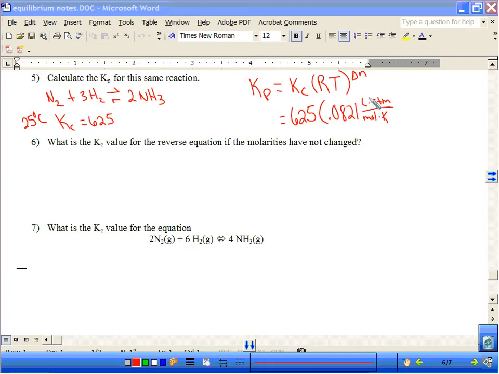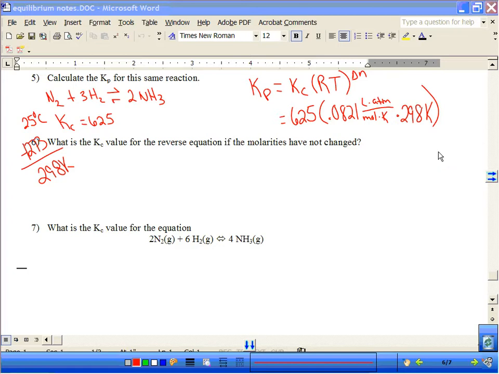And the way we go from Celsius to Kelvin, we add 273 to that. So from Celsius to Kelvin, you always add 273. That's going to make 298 Kelvin. So I'm going to put 298 right here. And I'm going to put the Kelvin.